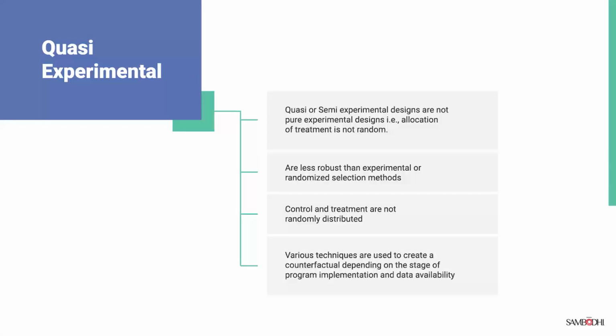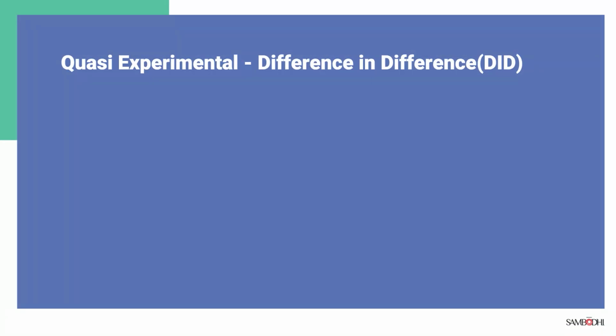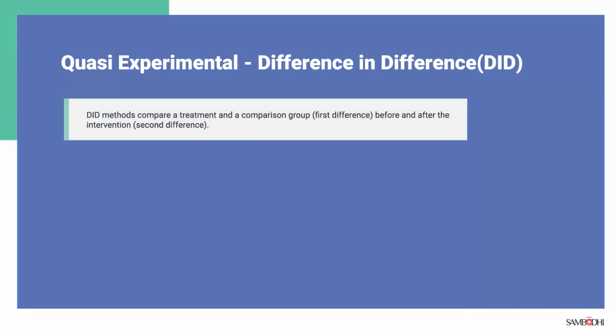In this method of research design, various techniques are used to create a counterfactual, depending on the stage of program implementation and data availability. The difference in difference method is a quasi-experimental approach that compares the changes in outcomes over time between a treatment group that is part of a program and the comparison group that is outside of the program. This method involves comparing two groups, one that receives a treatment and another that does not, before and after an intervention takes place.